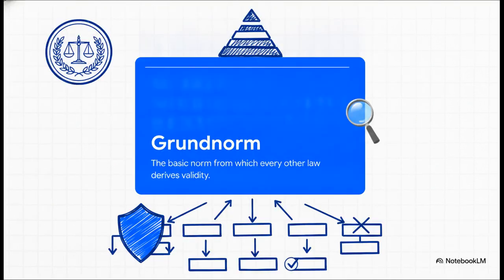Now, the precise legal term for this underlying operating system is Grundnorm. This was coined by the highly influential legal philosopher Hans Kelsen, and it translates simply to the basic norm. What this means is that the Constitution is the foundational rule from which every single other law derives its legal validity. So if we restate the rule, no ordinary law can ever override the Grundnorm, and every ordinary law must perfectly conform to it to be valid.